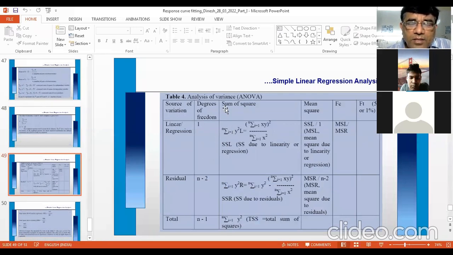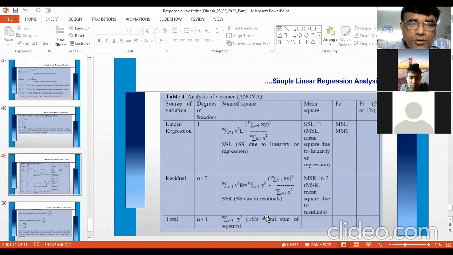Now, how to calculate the sum of squares. The first is the sum of squares due to linearity or sum of squares due to regression. You see, in summation y square L, you can write it as summation y square R also. So the sum of squares due to regression is equal to summation xy whole square divided by summation x square. So this is how you can calculate the sum of squares for regression. Then you need to calculate the sum of squares for residual. This can be calculated by the difference method.